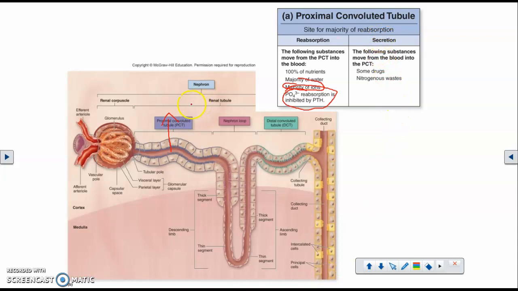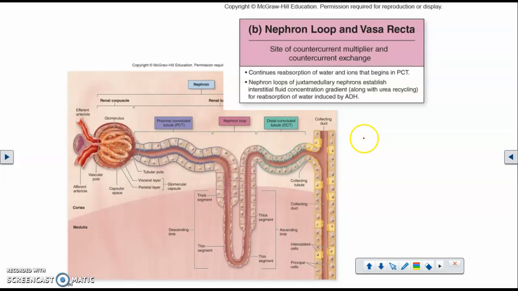And then on the other hand, going from the peritubular capillaries into this area is some drugs, obviously, and nitrogenous waste. And again, nitrogenous waste, we're talking about any byproducts of ammonia. Very, very important. So then obviously that filtrate now enters the nephron loop. Very, very interesting thing here. The nephron loop, I'm going to tell you right now, is very weird.